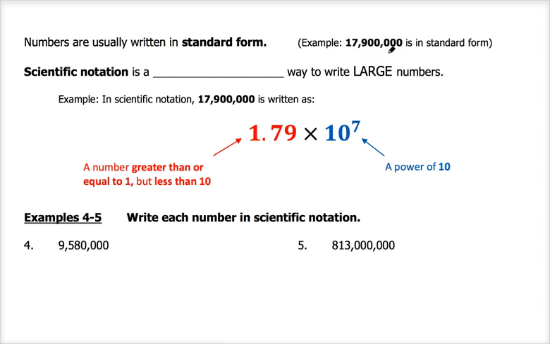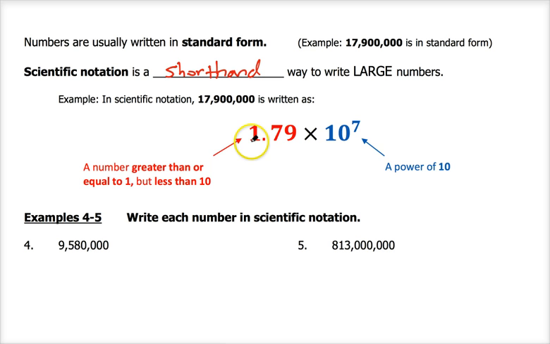Okay, 17,900,000 is another example of standard form. However, we have another form that we can write large numbers in, and that form is called scientific notation. Scientific notation is a shorthand way to write very large numbers, and you'll often see scientific notation in science class. So in scientific notation, let's take this example, 17,900,000.